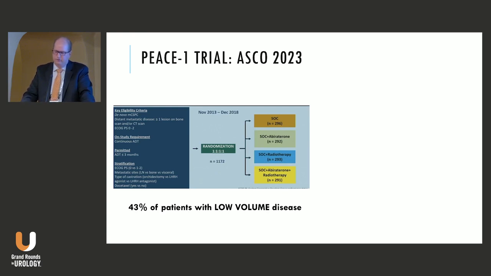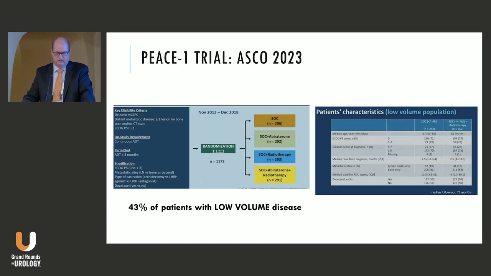Of note, 43% of the patients fit the low volume definition by CHAARTED. The patient characteristics you can't see here. They're in the slides that you can get. These slides are available online as well. Of note, the median PSA in this group of patients was 10, as compared to the last study where the median PSA was 100. So even though both groups had relatively low volume, it's suggestive, at least from the PSA standpoint, that these patients were substantially less risky.